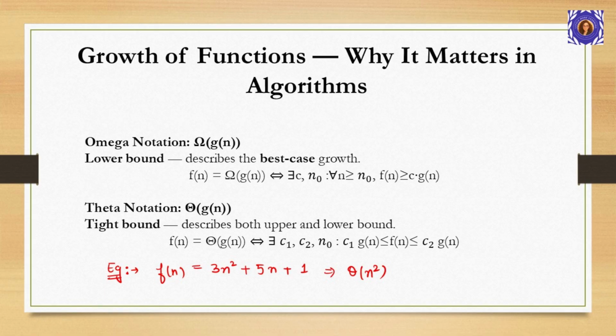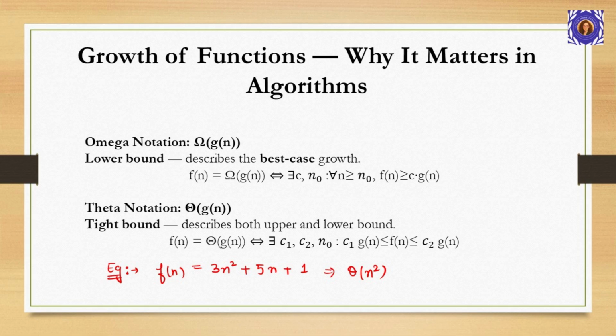Theta notation, written as theta of g of n, gives us a tight bound. It's both an upper and lower bound. We say f of n equals theta of g of n if f of n equals big O of g of n and f of n equals omega of g of n. This means f of n grows at exactly the same rate as g of n, up to constant factors.